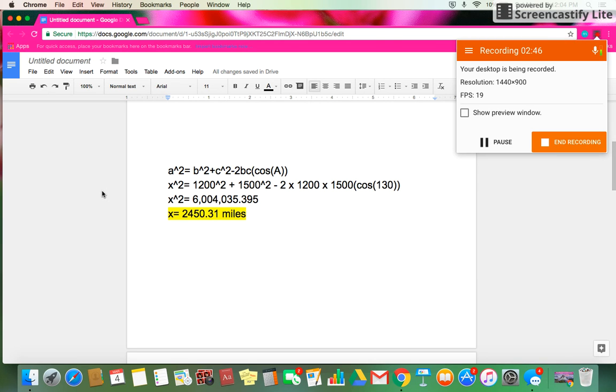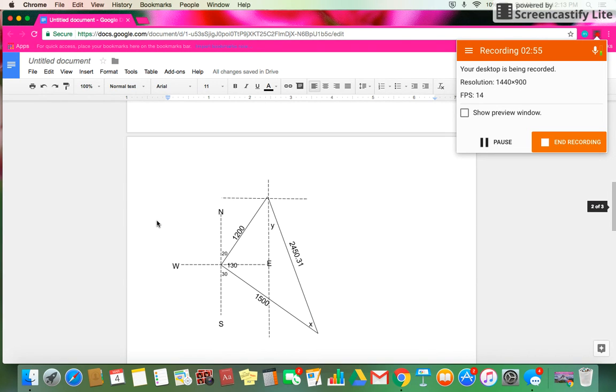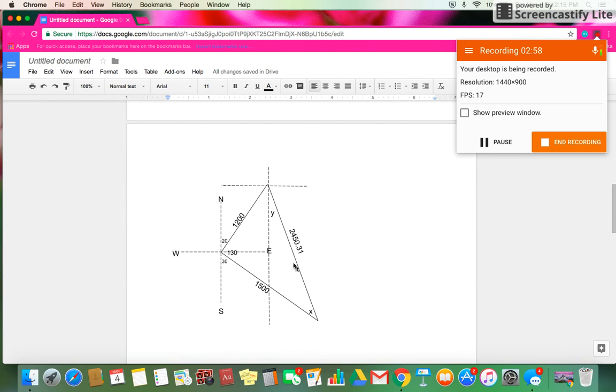And the final value for x comes out to be 2,450.31 miles. And then you're going to add to your drawing and put in the new value you just found in there. And then now that you answered the first question, the next question is, what are the bearings from plane A to plane B at the end of the 3 hours?